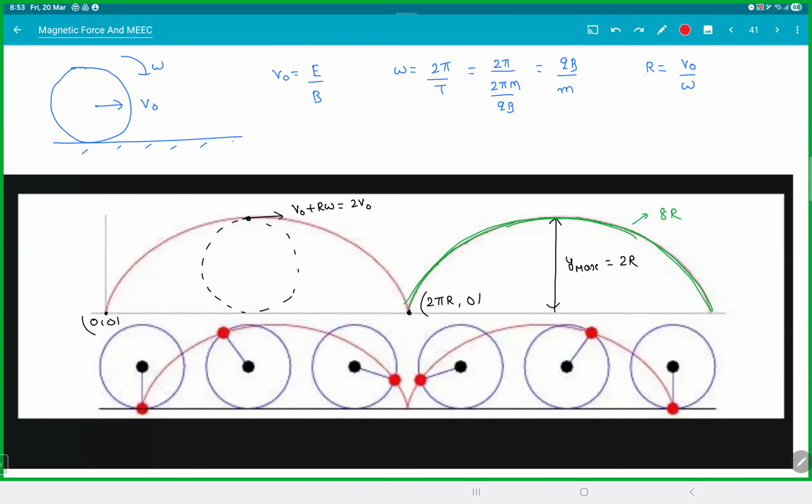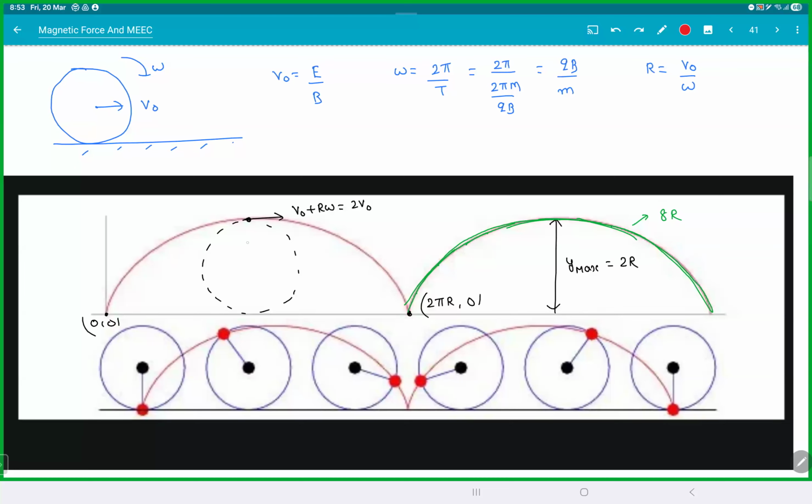So if they ask you what is the maximum y coordinate, what is it? 2r, right? The diameter of the circle. At what point will it go and touch the floor? 2 pi r. In one revolution, the wheel will travel a distance of 2 pi r. What is the length of this one arc? 8r. The distance traveled by the particle is 8r.